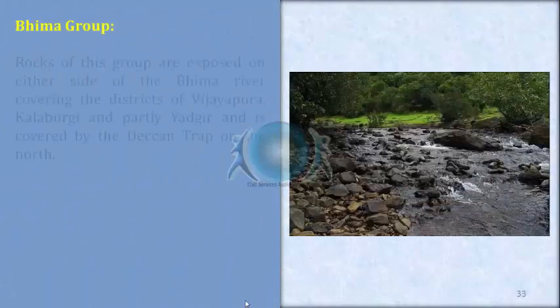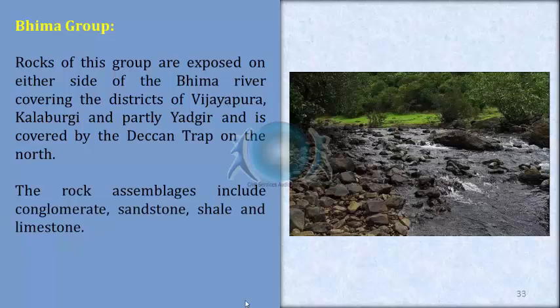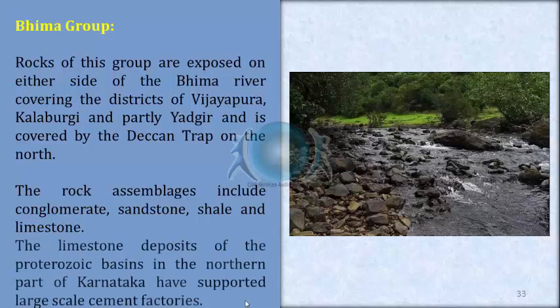Bhima Group. Rocks of this group are exposed on either side of the Bhima river, covering the districts of Vijaypura, Kalaburgi and partly Yadgir, and is covered by the Deccan Trap on the north. The rock assemblages include conglomerate, sandstone, shale and limestone. The limestone deposits of the Proterozoic basins in the northern part of Karnataka have supported large-scale cement factories.